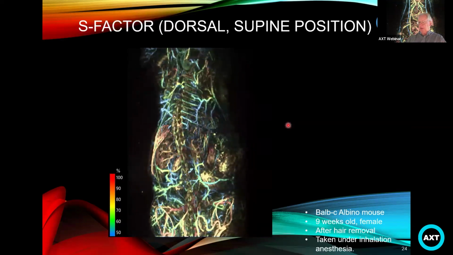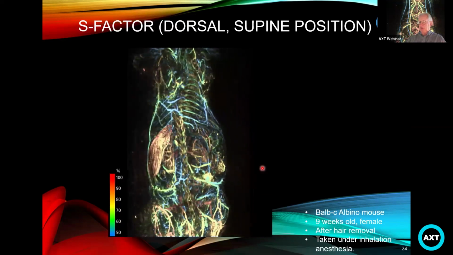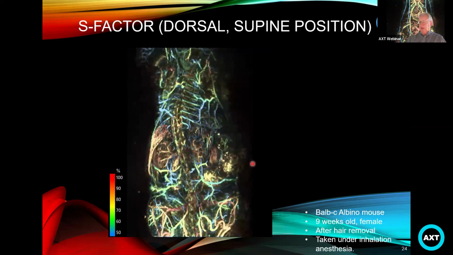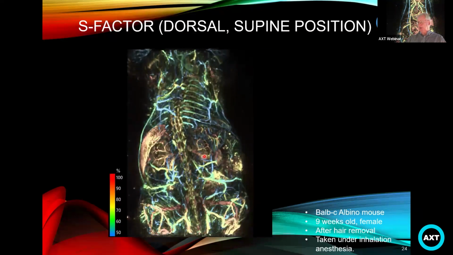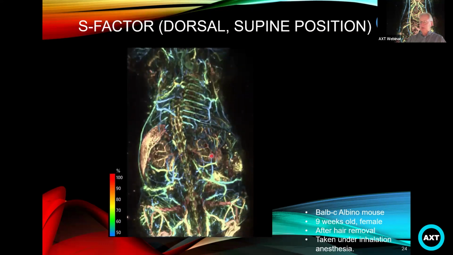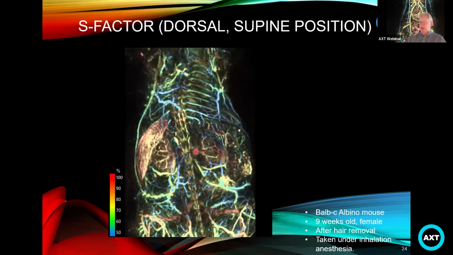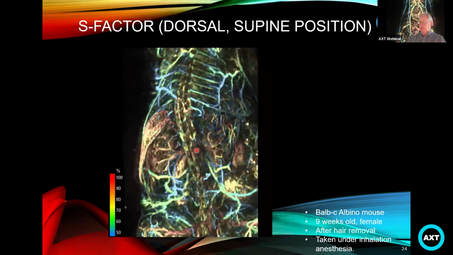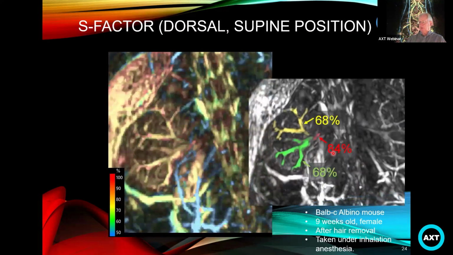And again, another mouse in the dorsal position. And here we're looking at, I think, the kidney when it gets to that. Sorry, it's a little bit of a long animation. And here showing two veins and an artery in the kidney of the mouse.